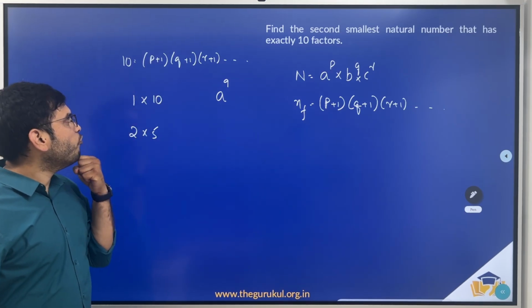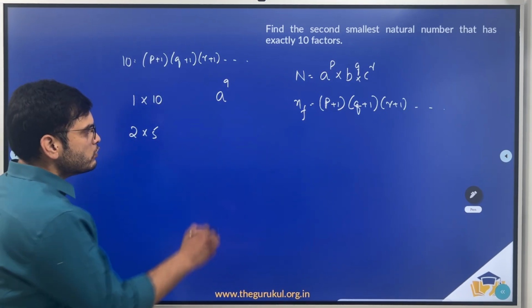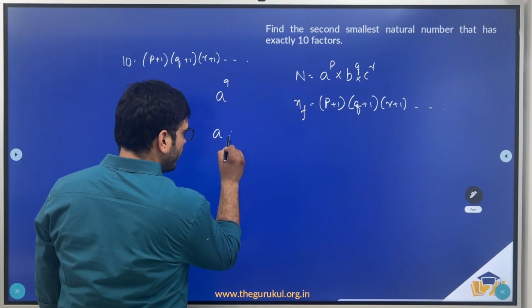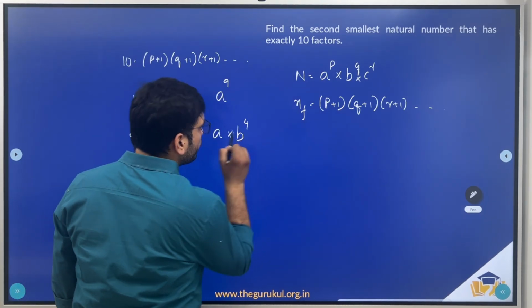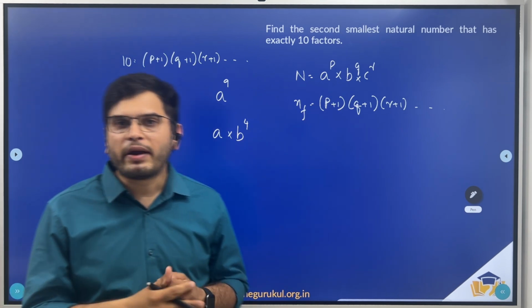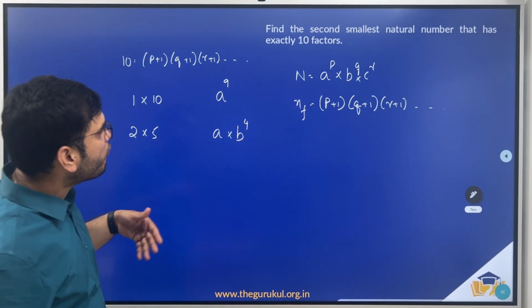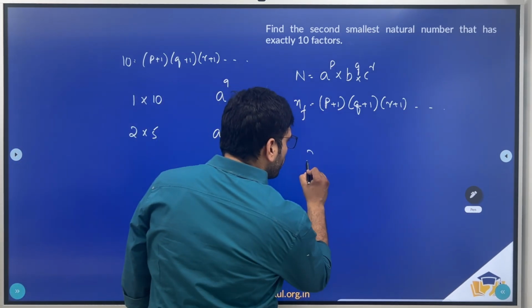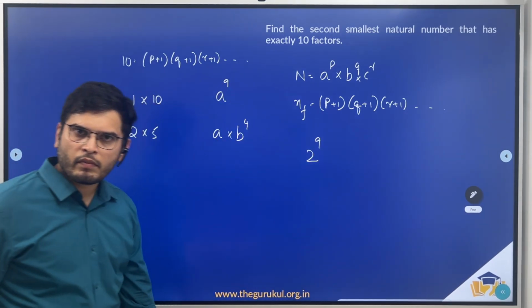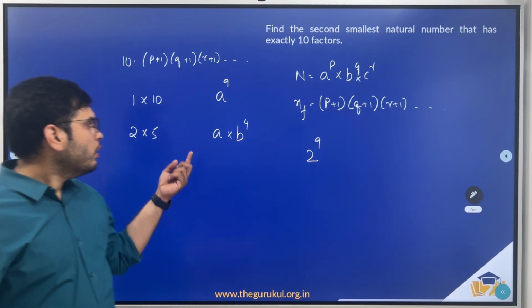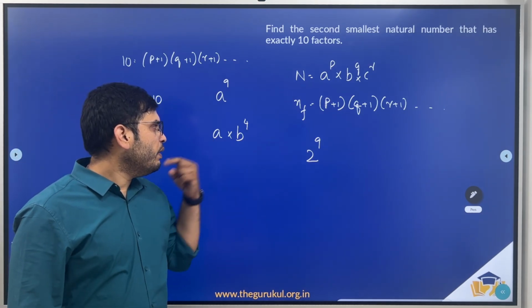Right. So value of p is 1 and value of q is 4. So if you have a number in the form of a into b power 4, then also the total number of factors is 10, right? Now what is the least number which is in the form of a power 9? 2 power 9, right? Now least number which is in the form of a into b power 4, right?